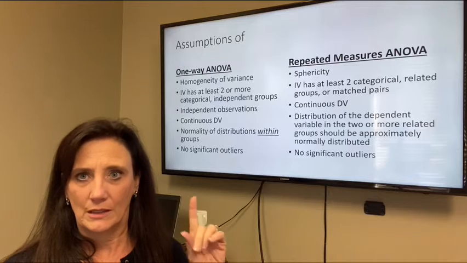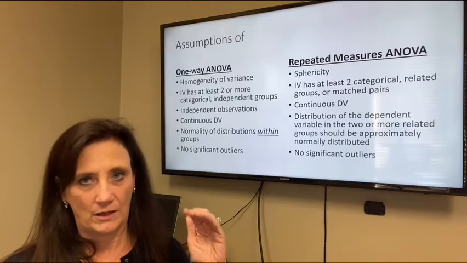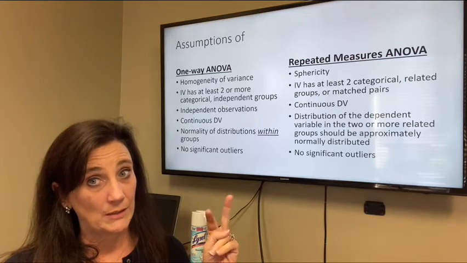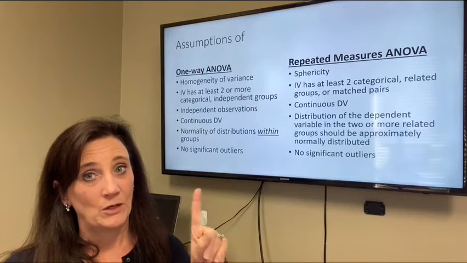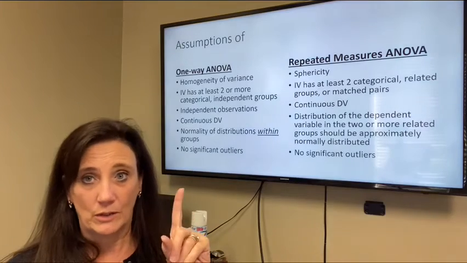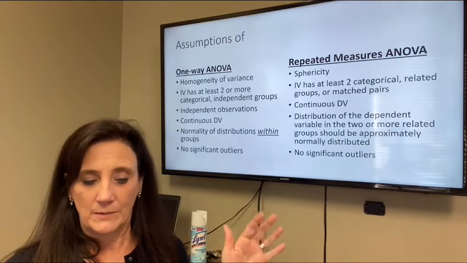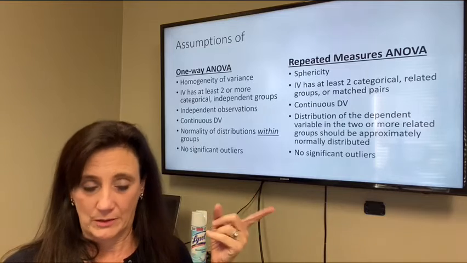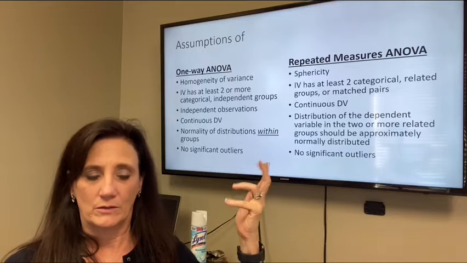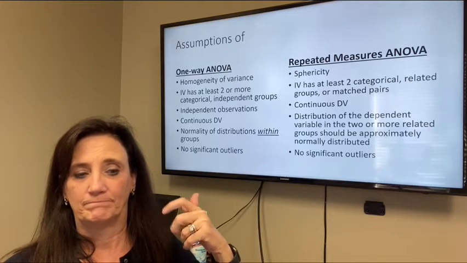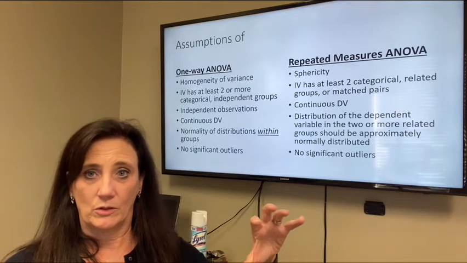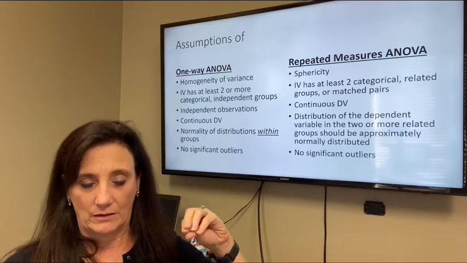In a one-way ANOVA, you've got an independent variable that has at least 2 or more categorical, independent groups: freshmen, sophomores, juniors, seniors. You can't obviously be a freshman in high school and a senior in high school. Or if you can be both at the same time, you can only have their response to the survey one time in one group. Independent observations, that's the one time in one group part, right? A continuous dependent variable, the construct with a mean for the attitude toward the environment, normality of distributions within groups, and no significant outliers.